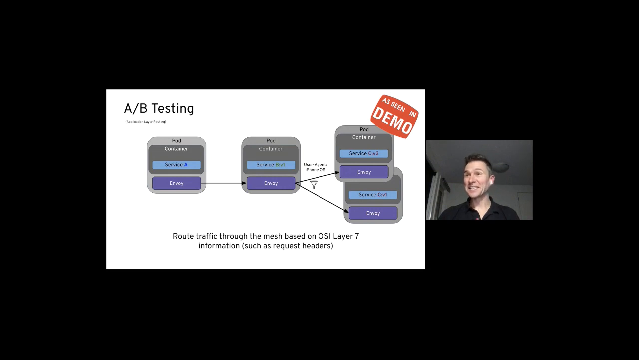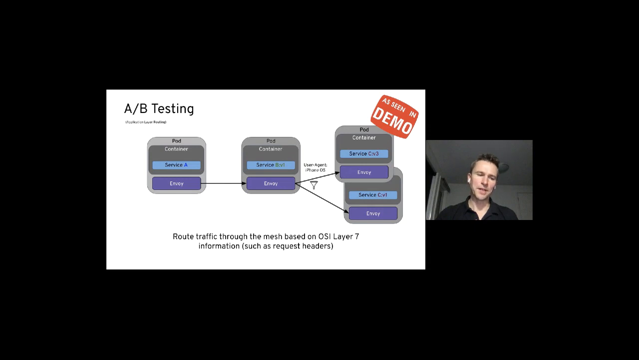So the last little bit, this is just the coda to our talk here: A-B testing. This is something Istio adds on top of Kubernetes. It acts a bit like a layer 7 load balancer, so it has the ability to inspect headers that come through.